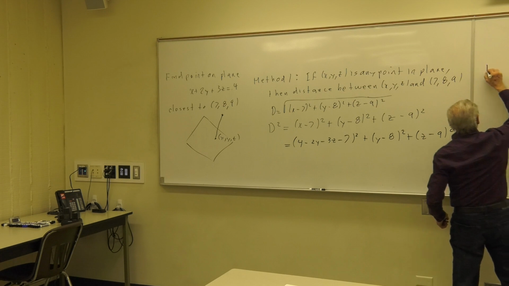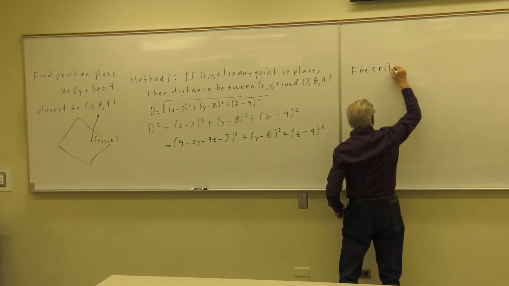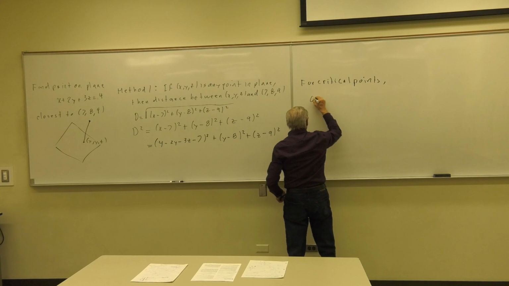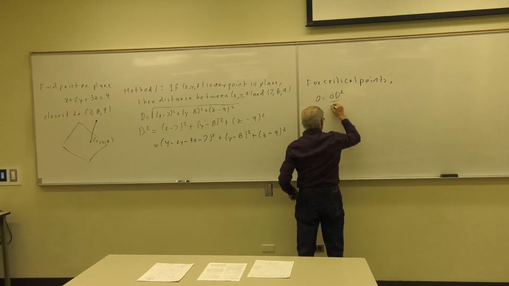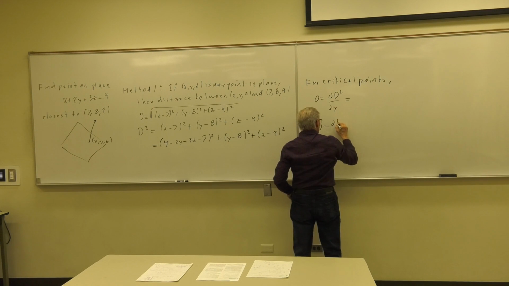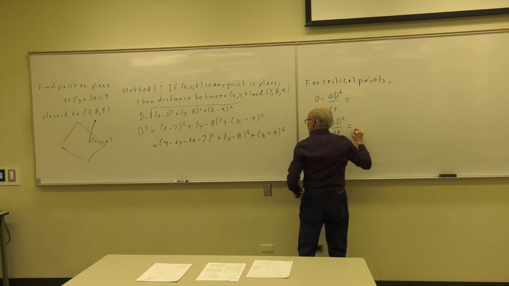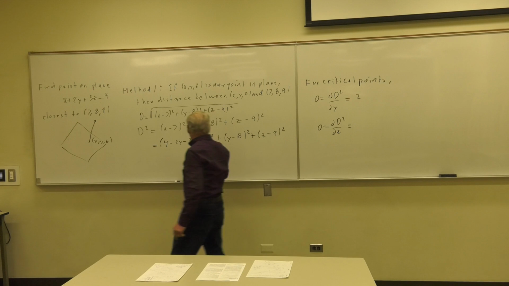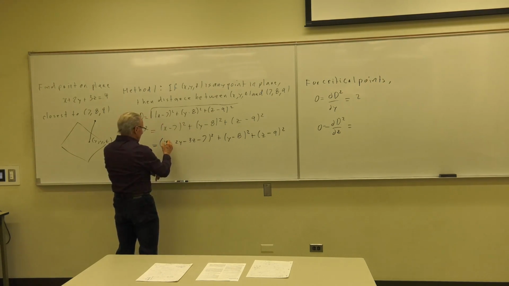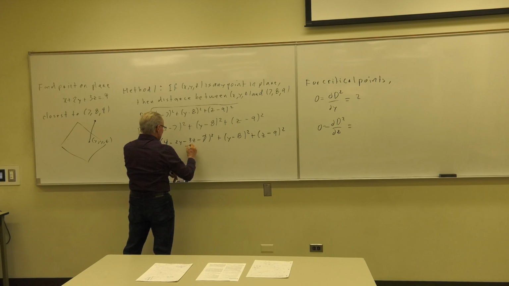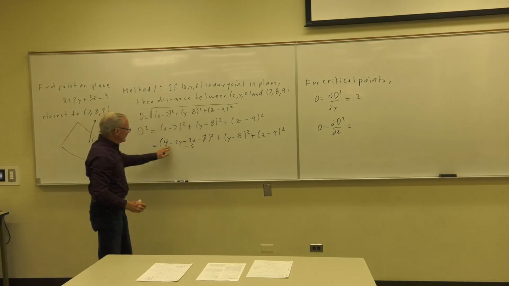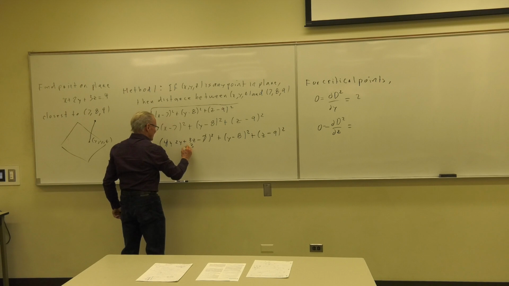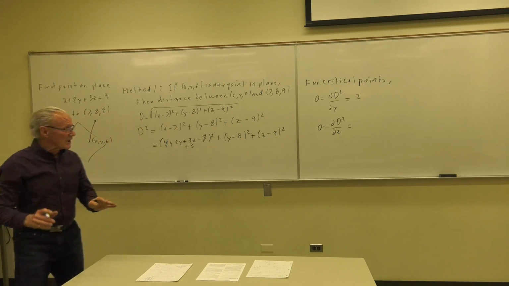For critical points, we will set 0 equal to the derivative of d squared with respect to y, and 0 equal to the derivative with respect to z. If we differentiate with respect to y, we bring down the 2. Why don't we simplify this first? If I take that and that, that's a minus 3. We can throw away all the negative signs because it's squared anyway, and write plus 8, plus 8, plus 8. You don't have to do that; you'll get the same thing if you don't.